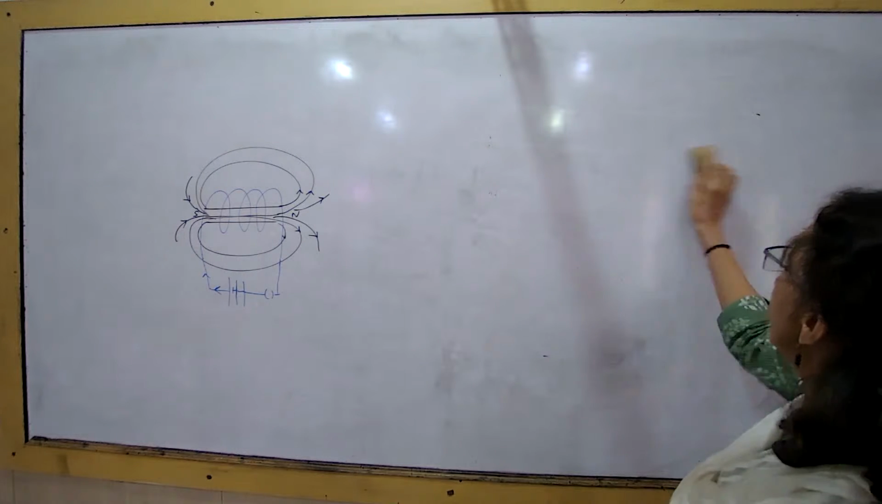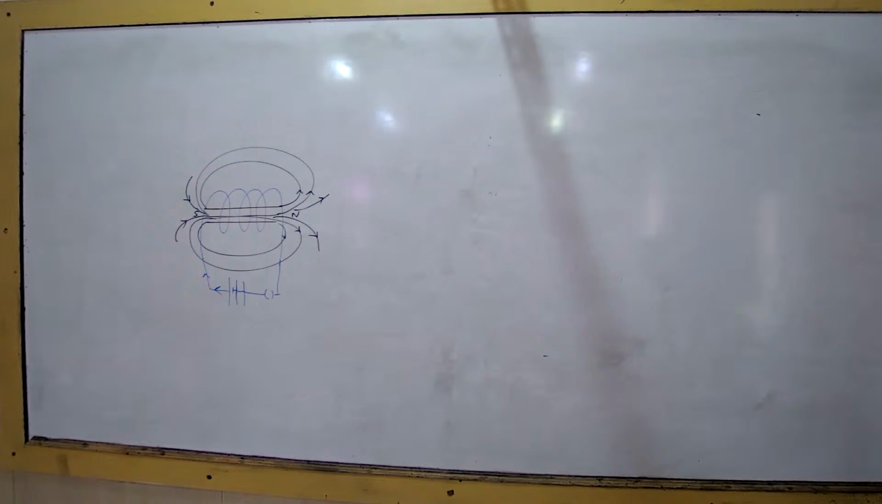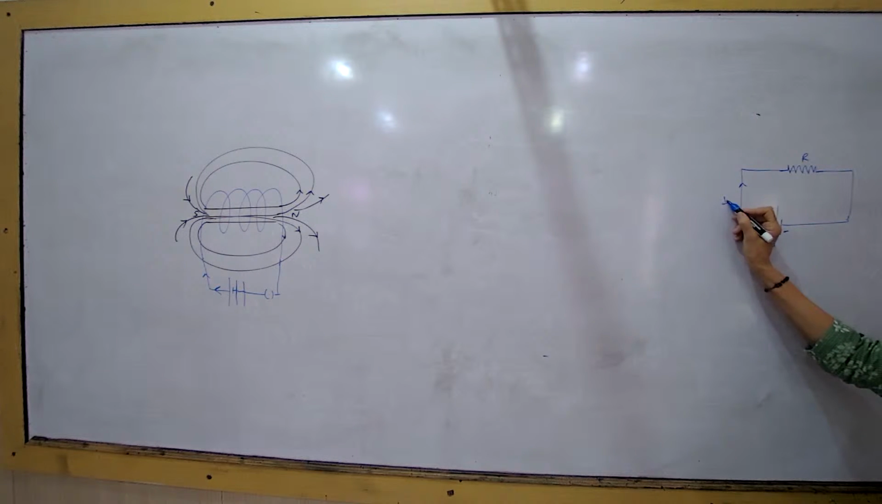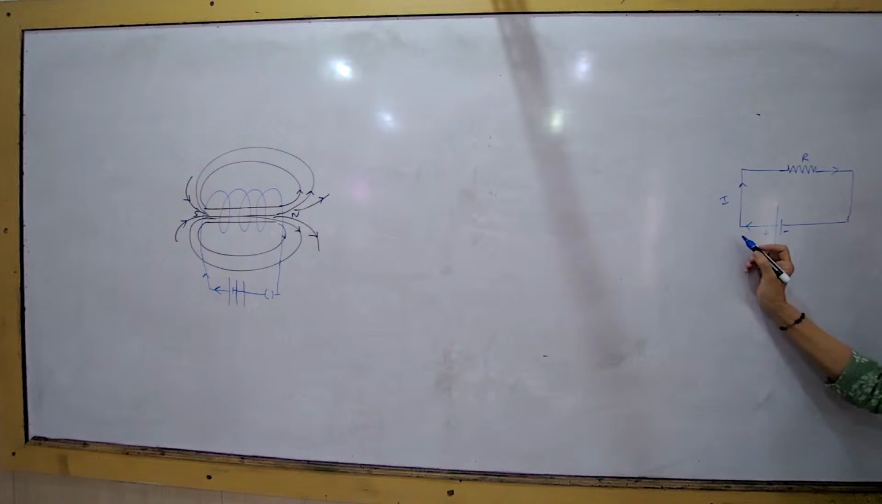Okay. Now coming back again to the basic electric circuit diagram. Now pay attention. We know the direction of the current by looking at the positive and the negative terminals of the battery. It is from the positive to the negative terminal. This is the direction of the conventional current.